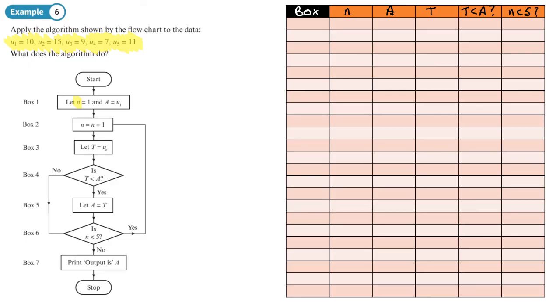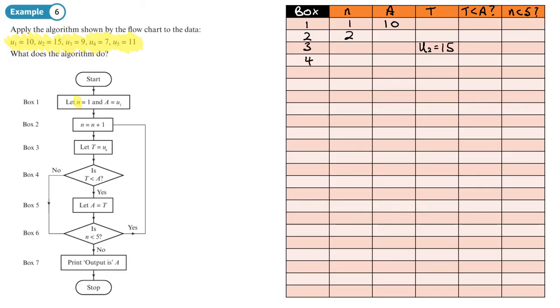Right, so let's start with box 1. Let n equal 1 and A equal to U1, so it's going to be 10. Box number 2. Increase n by 1. Okay. Box number 3. Let T equal Un. So T is going to equal U, n is 2, U2, so it's going to be 15.